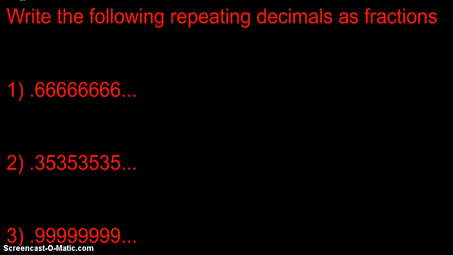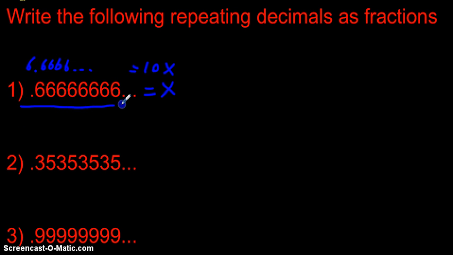Take a look here. Write the following repeating decimals as fractions. Some of these are interesting. This is actually 2/3, but how would we know that? I'll show you. You probably won't use this very much, but I think it's very cool. So if I call this x, I can say 10 times x is equal to 6.6666 forever. By multiplying by 10, the decimal moves over one place.